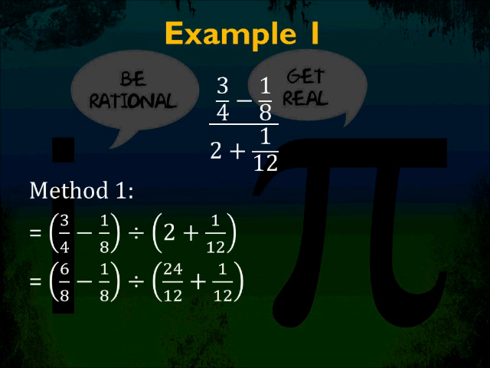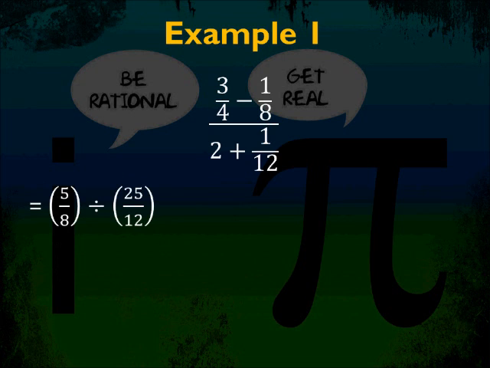So let's do each fraction together. The least common denominator for the top fractions is 8. So you have 6/8 minus 1/8. That's divided by the bottom fraction, where the least common denominator is in twelfths. So 24 over 12 represents 2, plus 1 over 12. So this simplifies to 5/8 divided by 25/12.